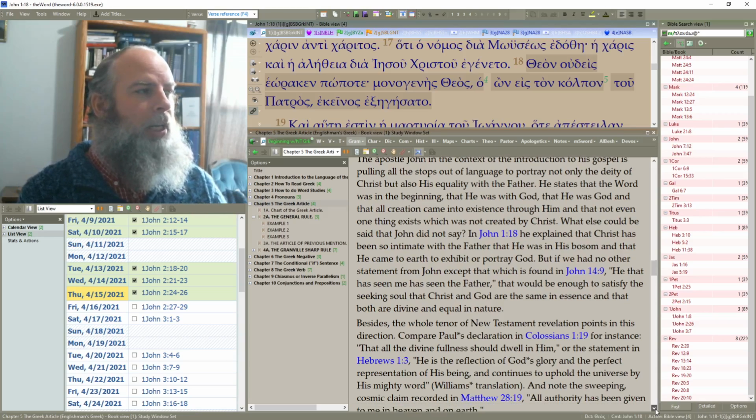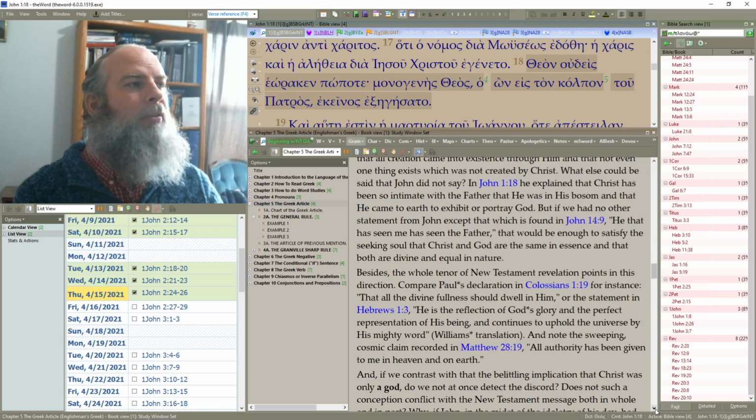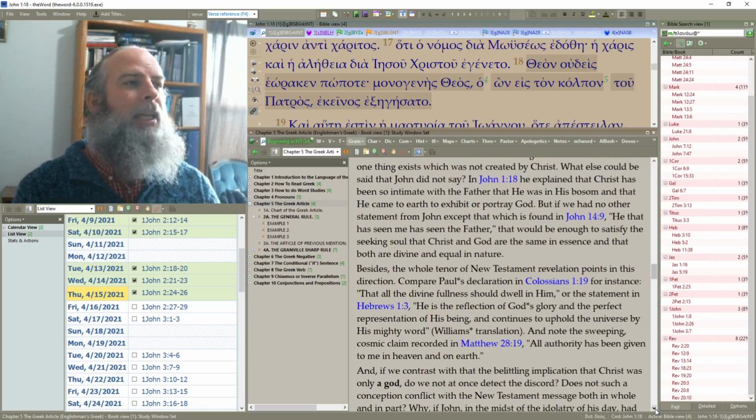In John 1:18, he explained that Christ has been so intimate with the Father that he was in his bosom, and that he came to the earth to exhibit or portray God.